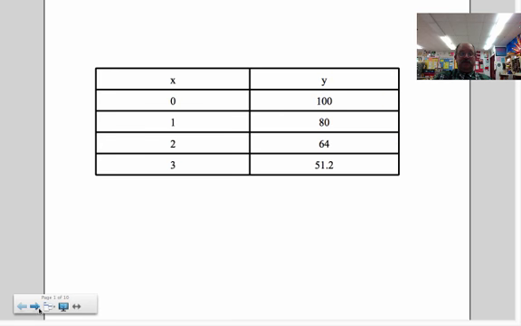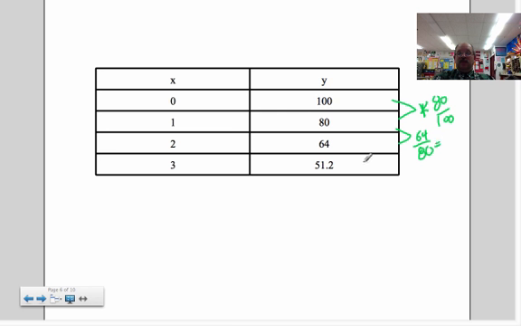Okay? All right, so what's going on here? It looks like we're multiplying by, well, I don't even know. So I'm going to go 80 over 100, figure out what that is. Do 64 over 80. If we can't just look at it, then we do that. 51.2 over 100. So it turns out 80 over 100 is 0.8. 64 divided by 80 is 0.8.